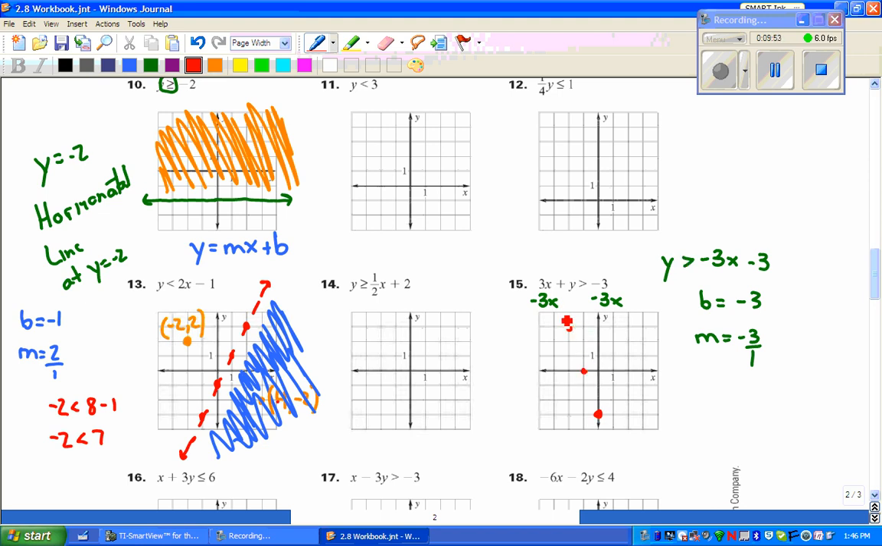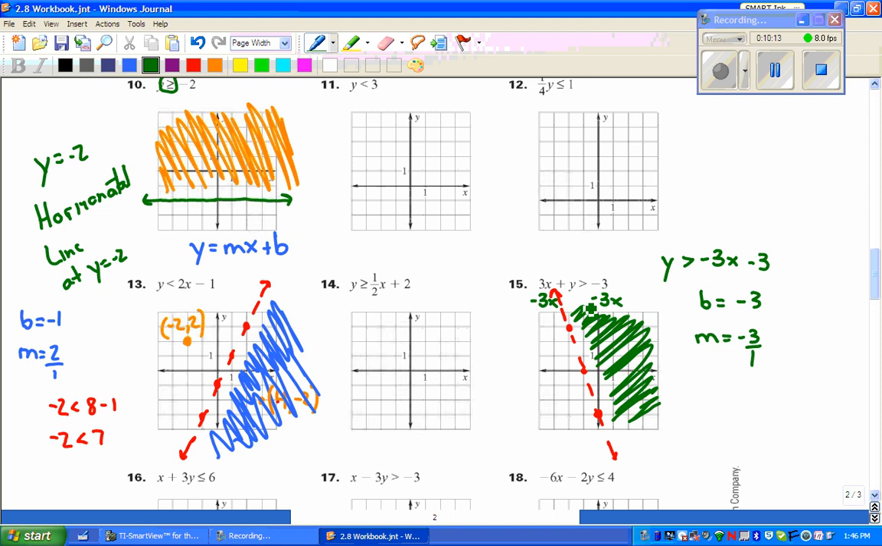And I would make a dashed line because it's a greater than sign. And now I'm going to have to shade greater than. So I'm going to have to shade above. So I'm going to shade all of this stuff over here that is above the line. Okay?